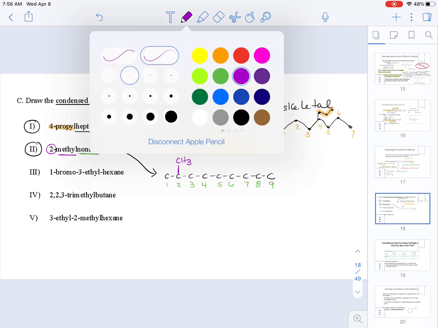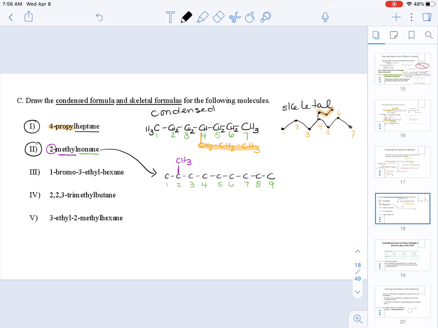So on position 2, I have a CH3. Then I have to make sure that in my condensed structure, I fill in with hydrogens the spaces that carbons have in order to complete their octet. So the first carbon is only bonded to one atom, so that's why it receives 3 hydrogens. Carbon number 2 has 3 lines, so it only gets 1 hydrogen. Carbon 3 has 2 bonds, it gets 2 hydrogens. The same thing is going to happen to the remaining carbons until we get to carbon 9, because it's only attached to one more atom, it receives 3 hydrogens.